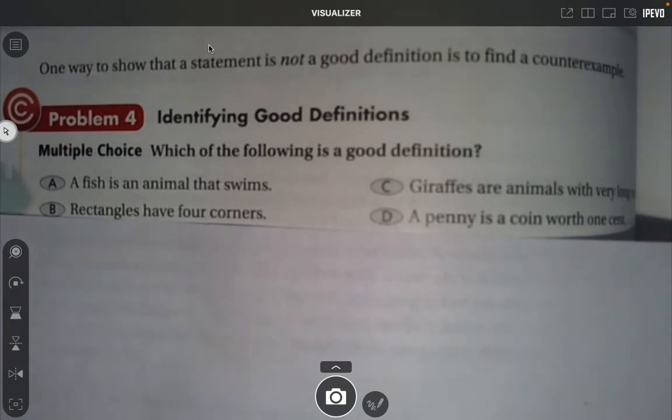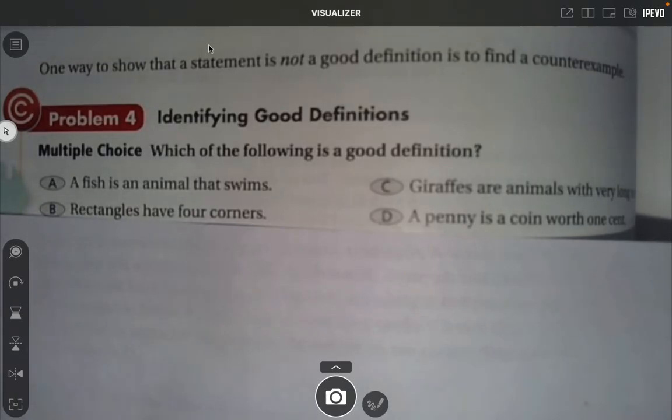So, do we understand that? Is that a good definition? No, because remember I said you need to be able to reverse it. Okay, rectangles have 4 corners. So, if it has 4 corners, is it necessarily a rectangle? No. So, that's not a good definition.